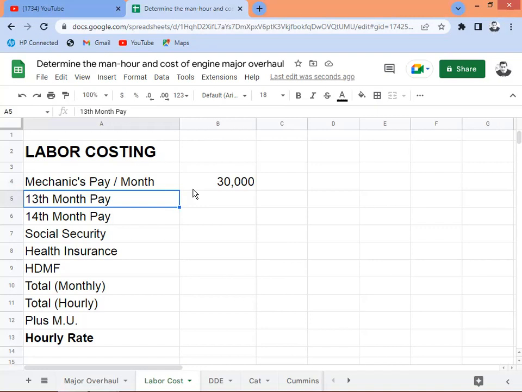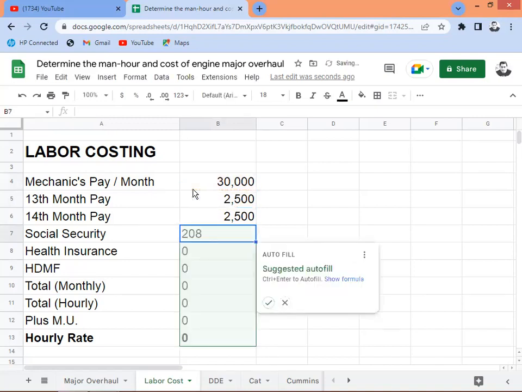Then, okay, 13th month pay, and then the 14th month pay. Some companies call it a bonus or mid-year bonus, but some companies call it 14th month pay. So we're going to calculate that. It should be 30,000 divided by 12 to get the monthly cost. So divided by 12, right? It would be 2,500 monthly. And then the 14th month, again divided by 12 months, would be 2,500 again.